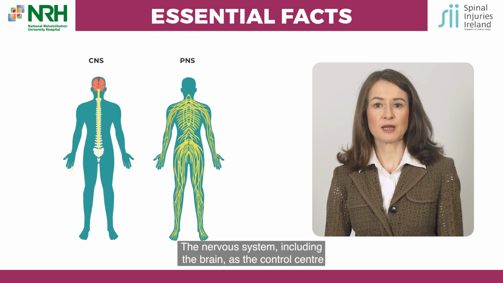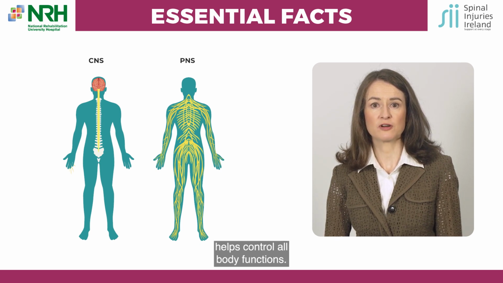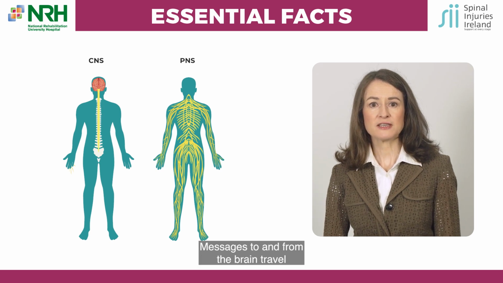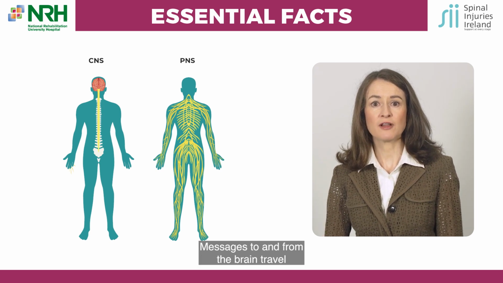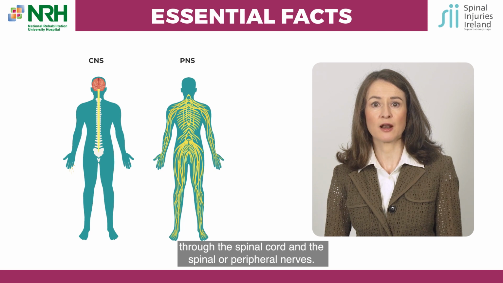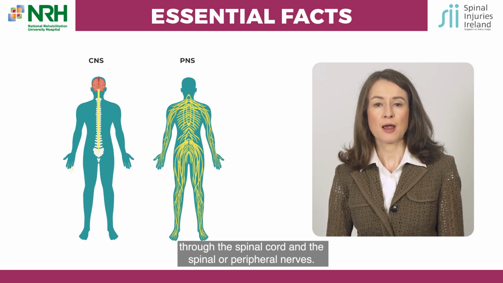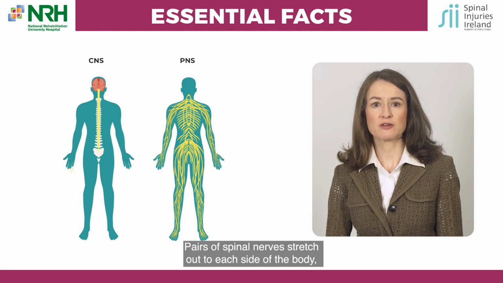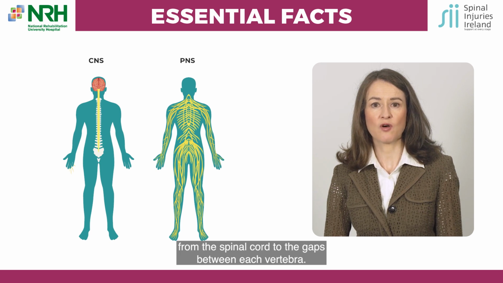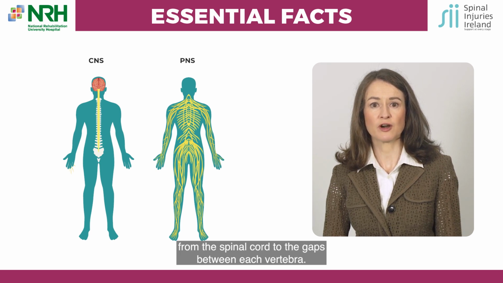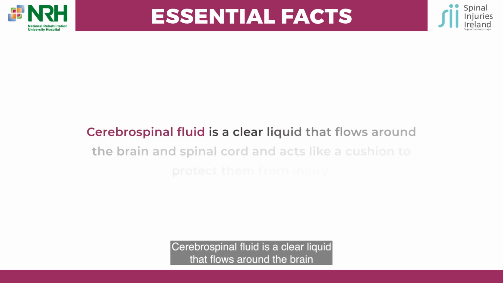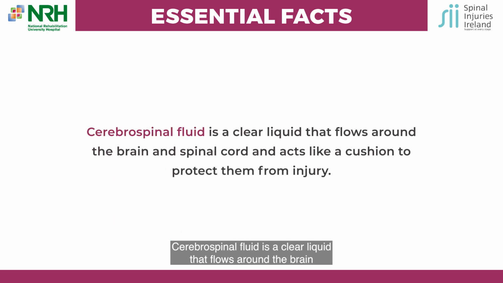The nervous system, including the brain as the control centre, helps control all body functions. Messages to and from the brain travel through the spinal cord and the spinal or peripheral nerves. Pairs of spinal nerves stretch out to each side of the body from the spinal cord through the gaps between each vertebra. Cerebrospinal fluid is a clear liquid that flows around the brain and spinal cord and acts like a cushion to protect them from injury.